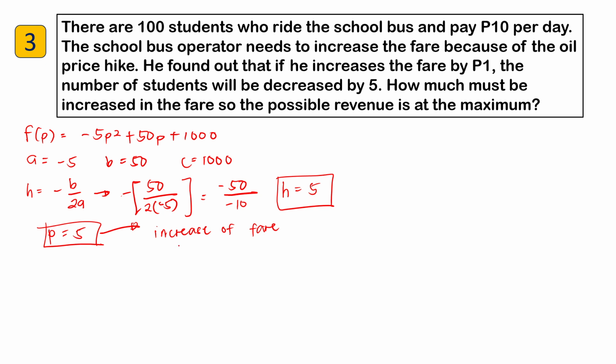We can also solve this by using the normal calculation. If there will be a 5 pesos increase, then the number of students will decrease by 25, right? Because 5 times 5 is 25. So 100 minus 25 would be 75. So we can just calculate it just like that. But since we are applying the quadratic function, we can just substitute the value of h to the function.